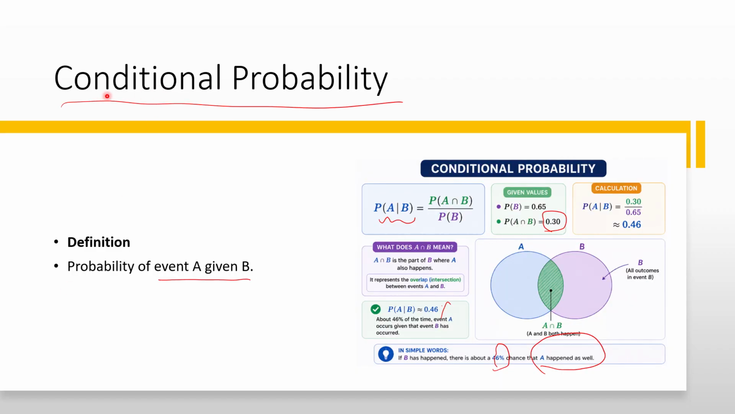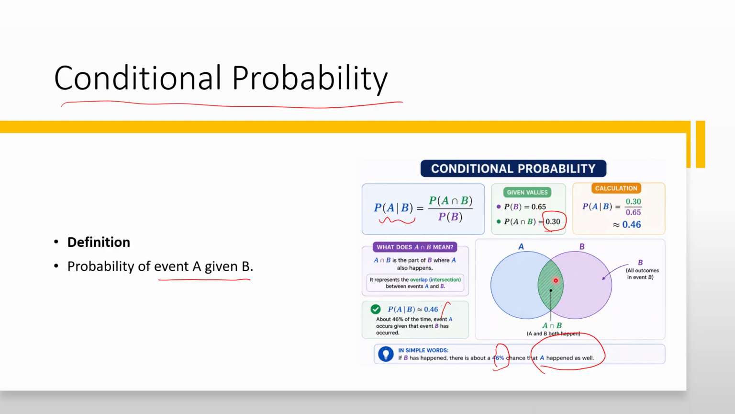One more thing in probability theory is conditional probability. Conditional probability is P of A given B, meaning the probability of event A given B. The formula for P of A given B is P of A intersection B divided by P of B. For example, this is event A, this is another event B, and this is A intersection B, meaning A and B both happen at the same time.